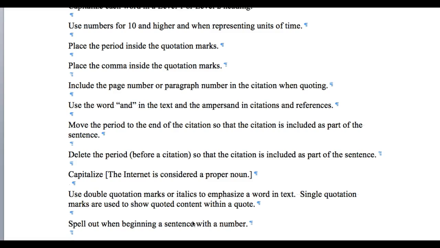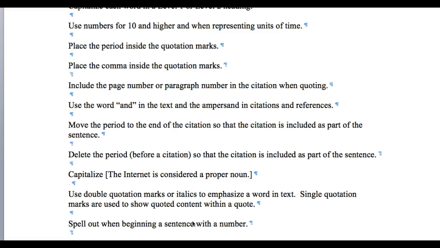Use of the word and, it is used in the text. So if you have multiple authors and you're using them in the sentence, you would use the word and, then you put the year in parentheses. Inside the citation or in the references, you always use the ampersand. So that's the rule between and and the ampersand.